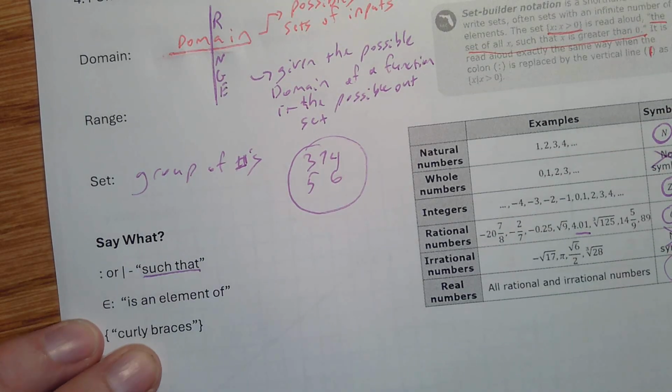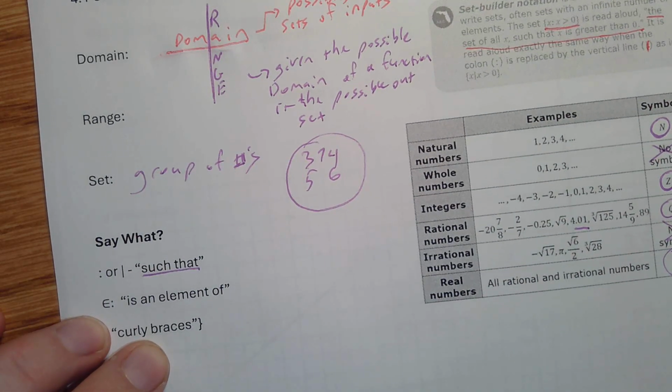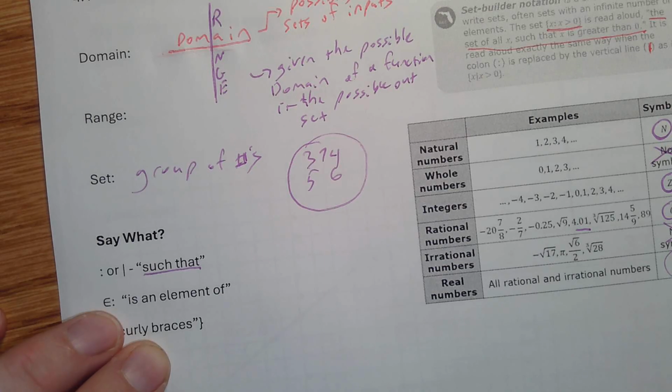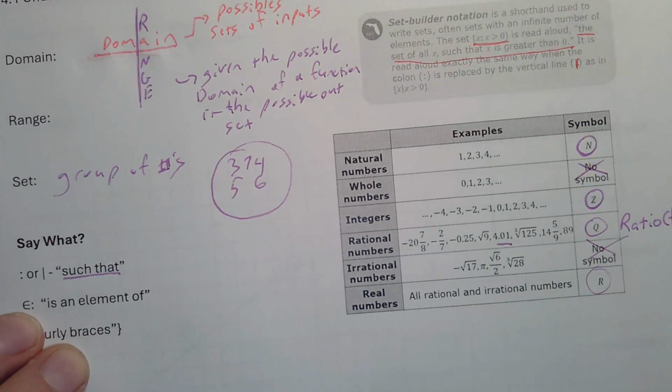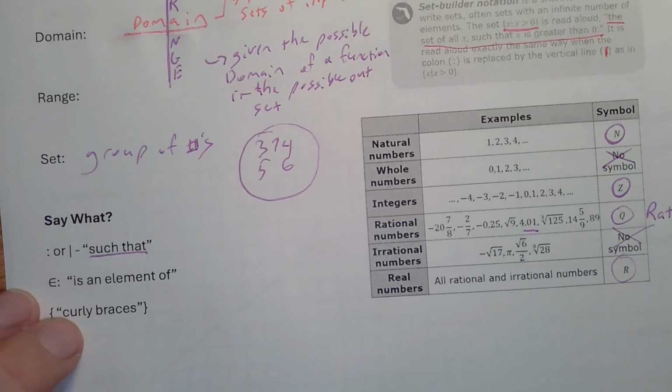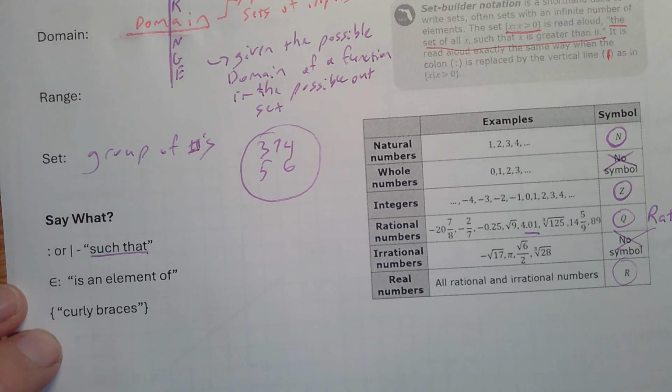And then you have this elongated E, and you would read that as "is an element of," and that would be combined with one of these symbols, right? I'll show you an example of that here. And then these curly braces, this is what confines the set, right?